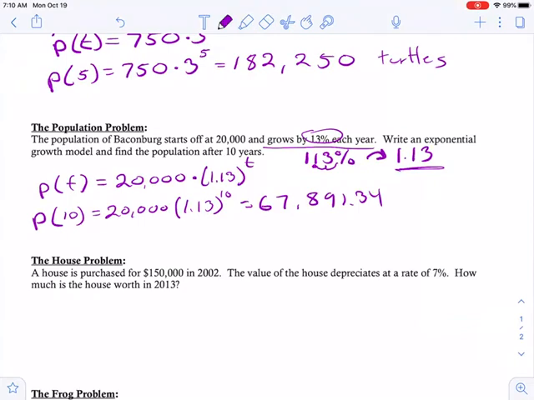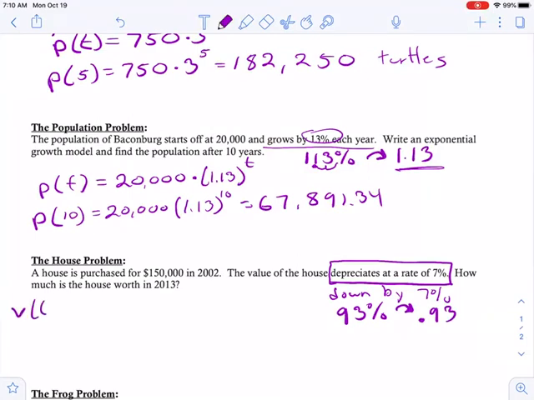In this particular situation, the house problem, a house is purchased for $150,000 in 2002. The value of the house depreciates at a rate of 7%. So this is going down by 7%. The most common error here would be to use 0.07 as your ratio. But if something's decreasing at a rate of 7%, that actually means that it's retaining 93% of its value the next year. So our common ratio here would be 0.93. In this case, I'm doing 100 minus that rate of 7% because I'm going down.